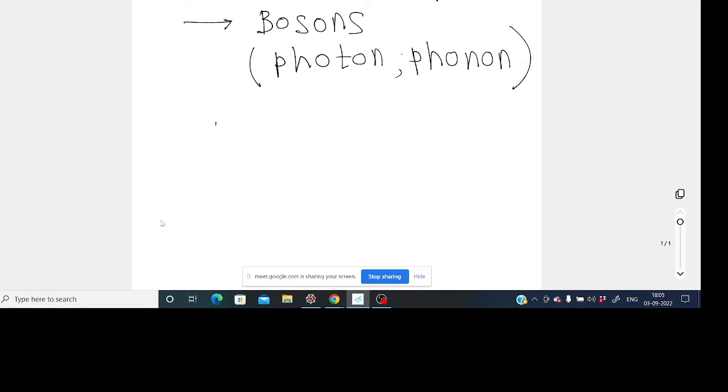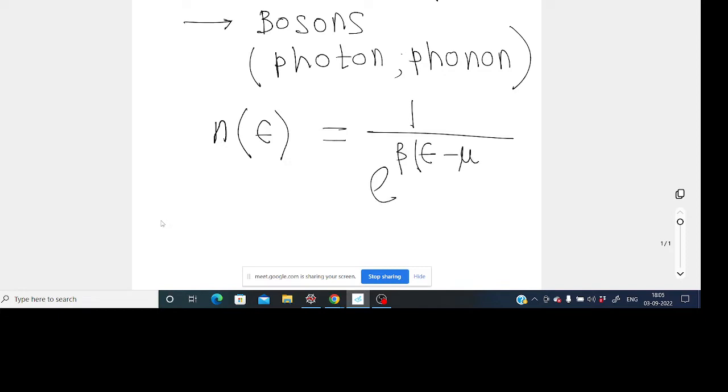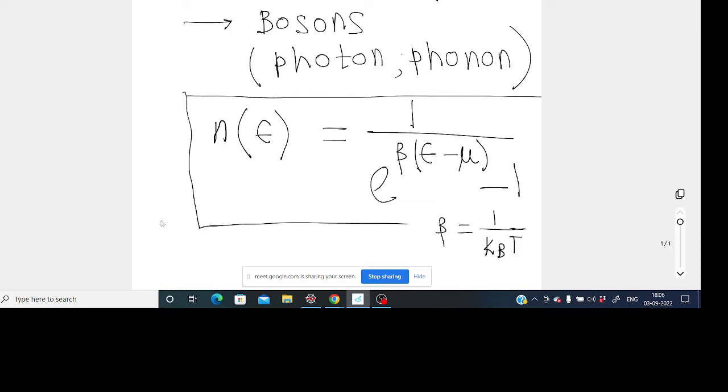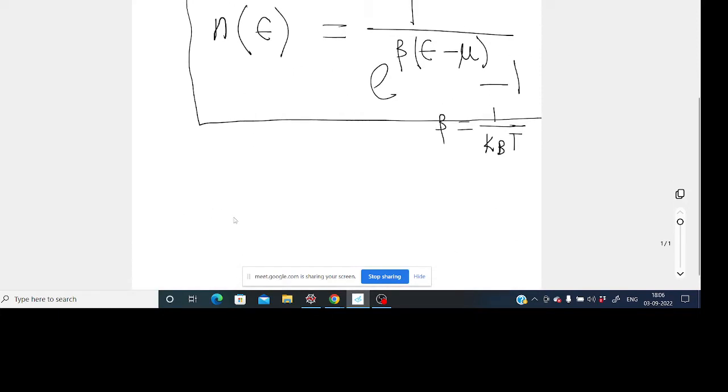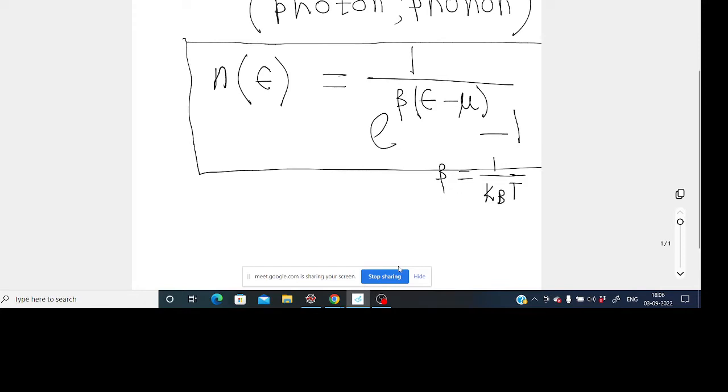And what is this distribution? The occupation number at some particular energy epsilon is given by one by e to the power beta into epsilon minus mu, minus 1. Now what is mu? Mu is the chemical potential and beta is 1 by kBT. So this is the Bose-Einstein distribution function.